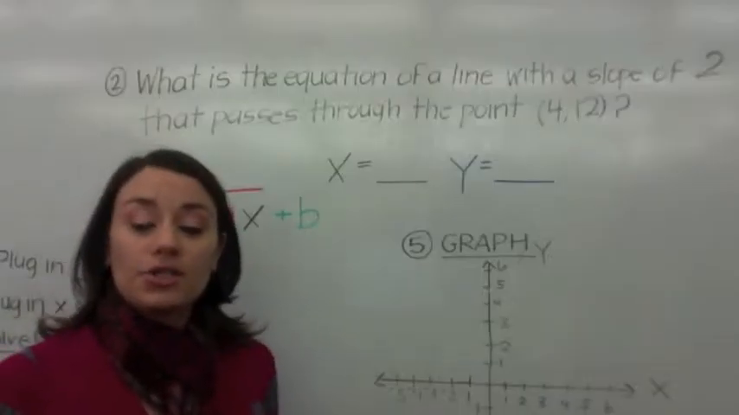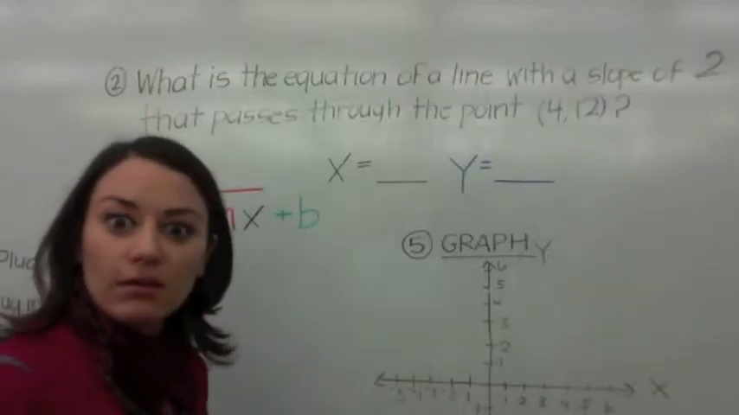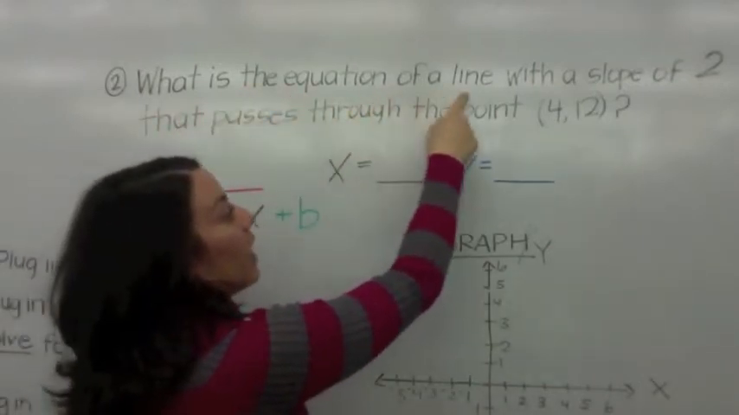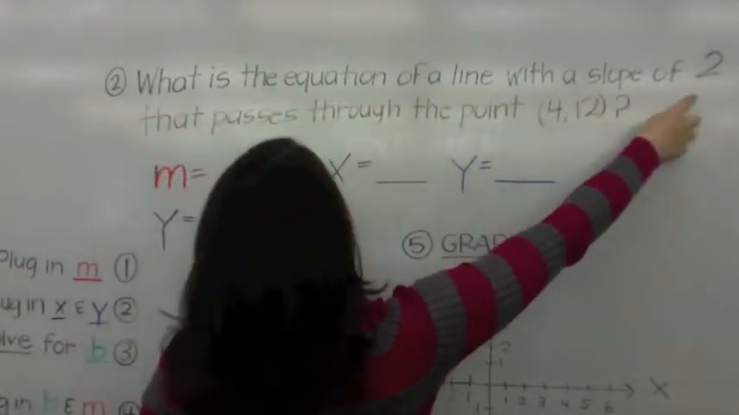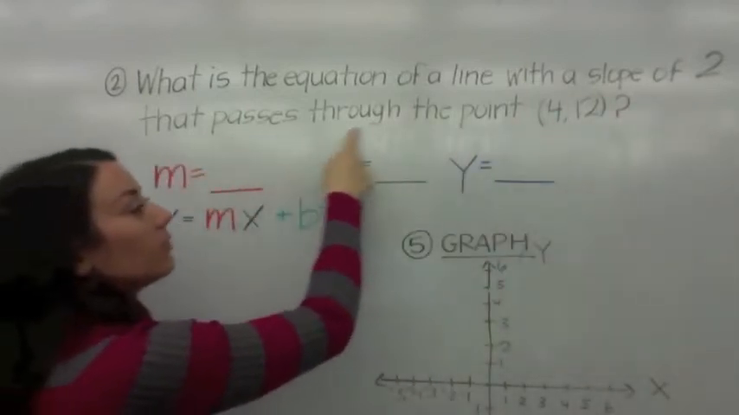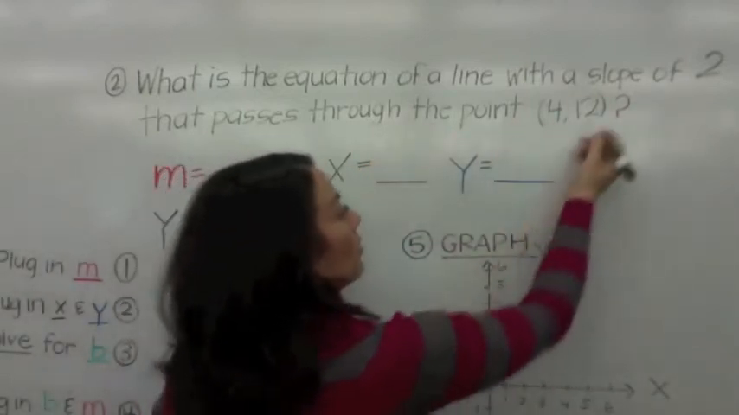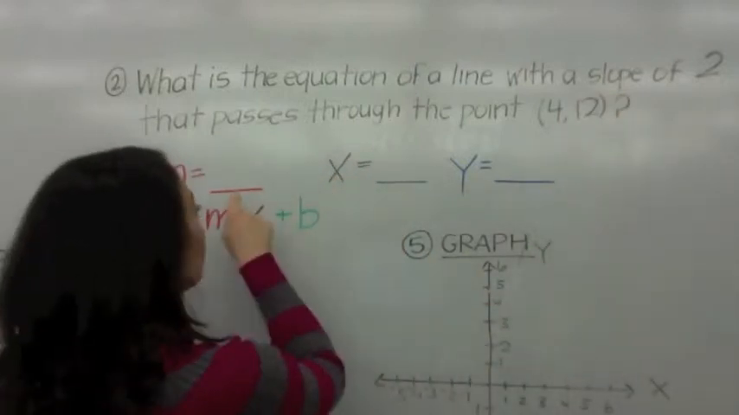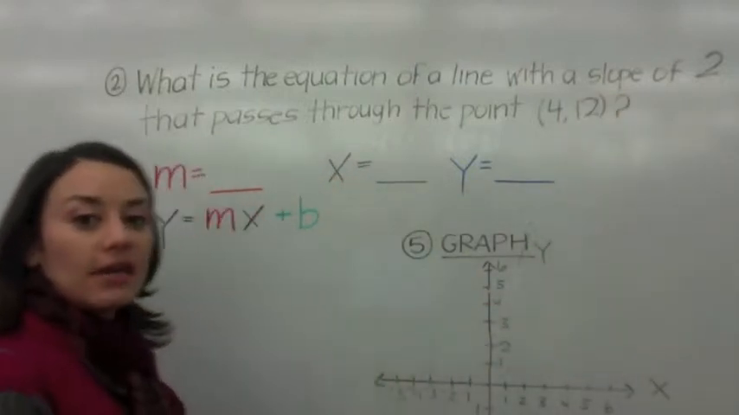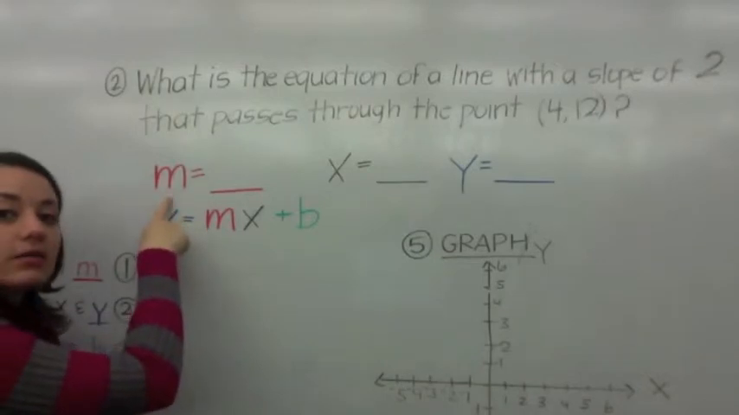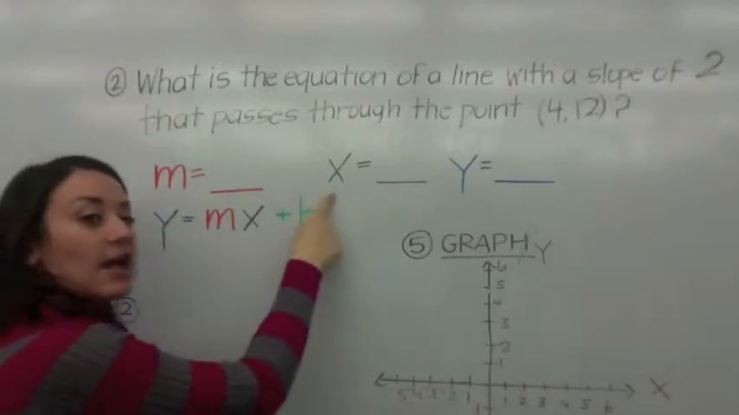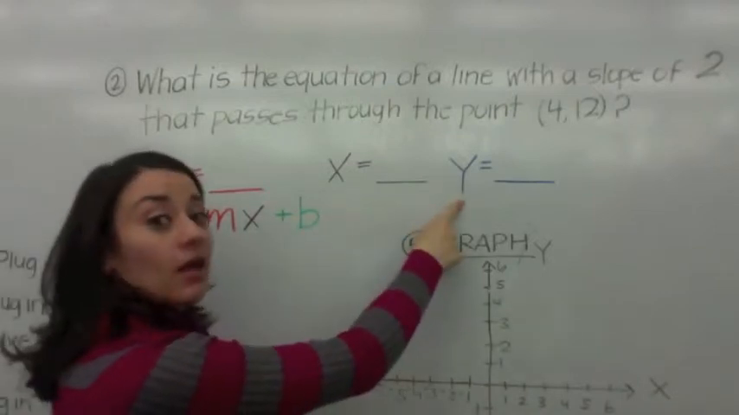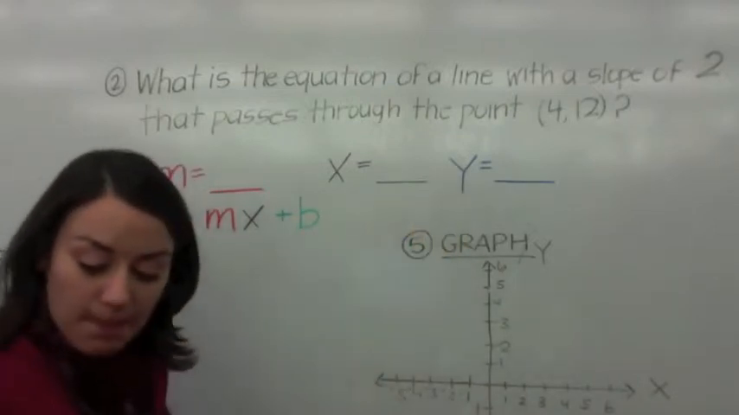Now let's try number 2. Read it with me. Ready? Go. It says, what is the equation of a line with a slope of 2 that passes through the point 4, 12? So now we're going to identify 3 variables. We're going to identify the slope, the what? The slope. We're going to identify x, what? x, and we're going to identify y.